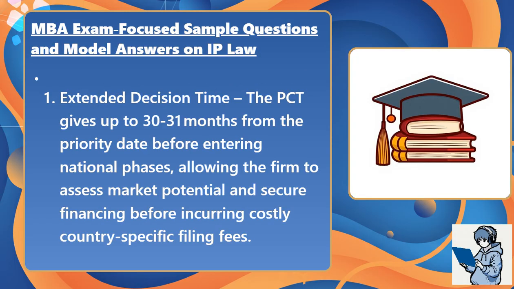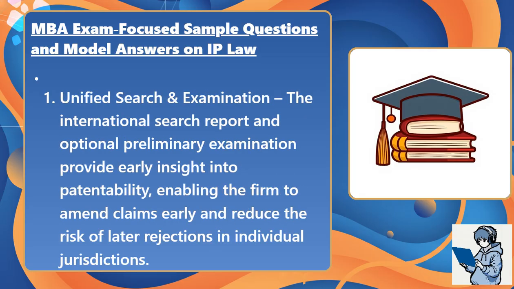1. Extended decision time. The PCT gives up to 30 to 31 months from the priority date before entering national phases, allowing the firm to assess market potential and secure financing before incurring costly country-specific filing fees. 2. Unified search and examination. The International Search Report and optional preliminary examination provide early insight into patentability, enabling the firm to amend claims early and reduce the risk of later rejections in individual jurisdictions.